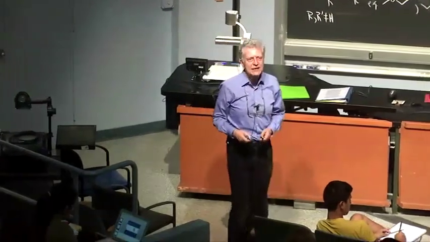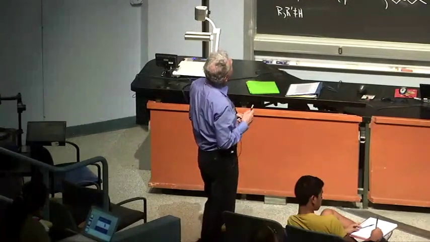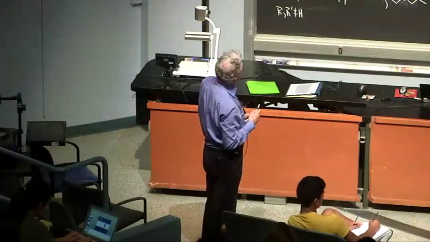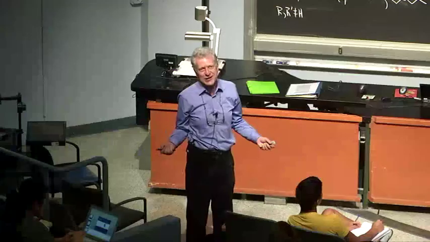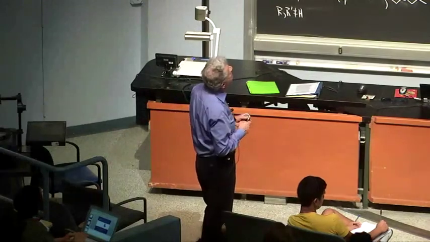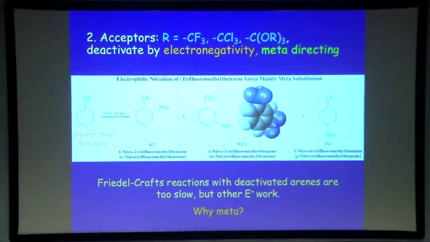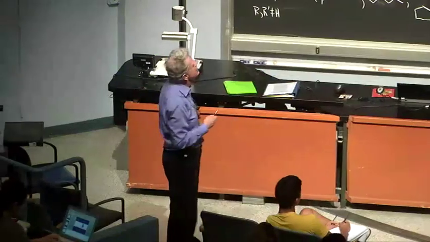Okay, so what happens with inductive acceptors? Let's look at trifluoromethyl. They deactivate by electronegativity by and large, and so trifluoromethylbenzene is much slower than benzene in electrophilic aromatic substitution. But it's not so slow that it doesn't go. They all go. And sometimes you have to tinker with these by heating up to force, to accelerate the process because they're reasonably slow.